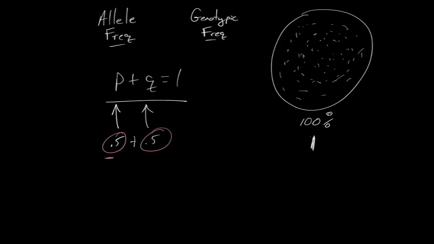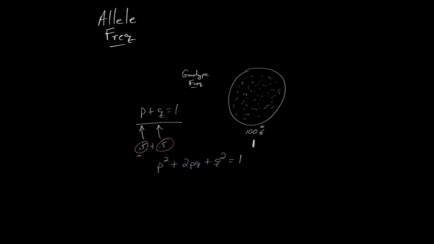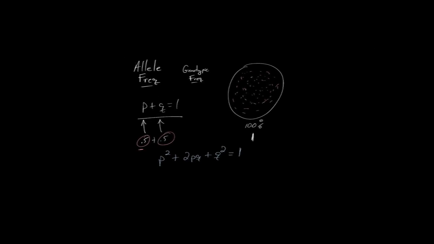When we're talking about genotypic frequencies, what we want to talk about is p squared, and then 2pq, and then q squared. And that also is going to equal 1. But by the way, and this is going to be key, these two equations are only true when evolution is not occurring.